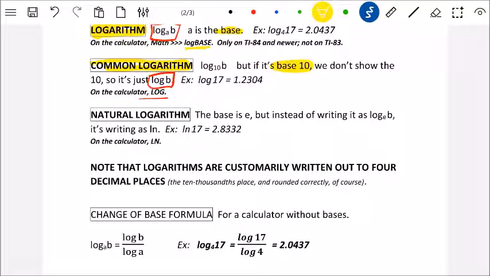Natural logs is a slightly different thing. It's log base E of whatever number, but we write it instead as natural log.